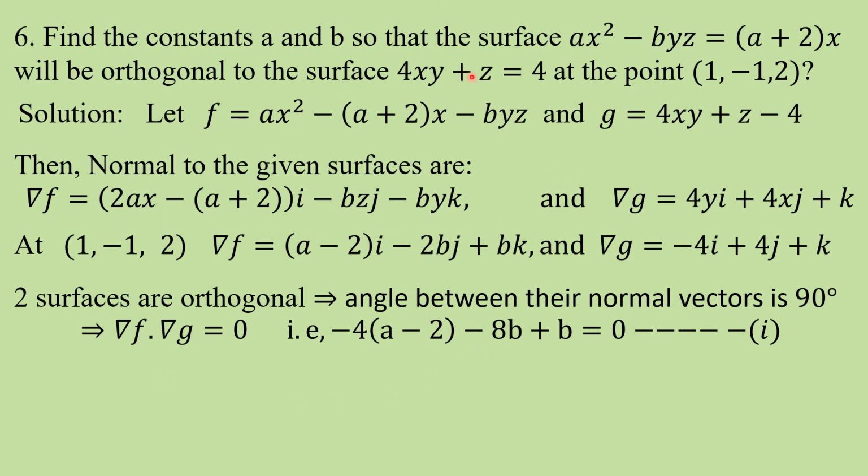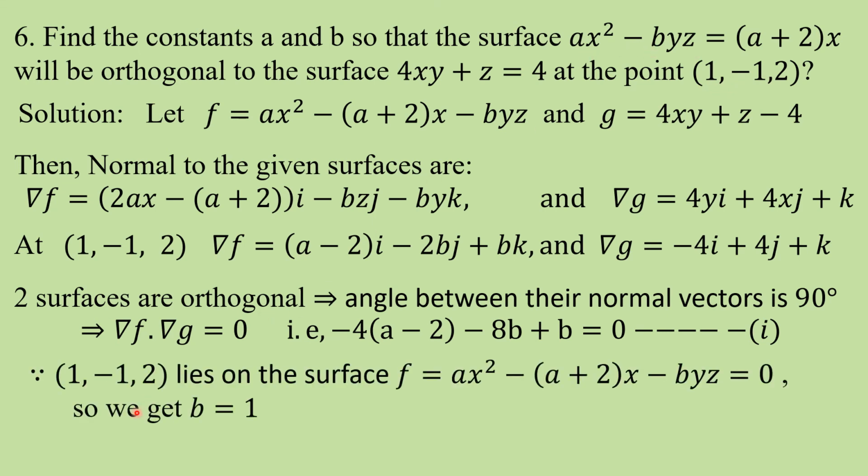For that I can use this concept. Anyhow, we are finding the angle of intersection at (1, -1, 2). That means this point certainly lies on these two surfaces. So I can use that condition, that (1, -1, 2) lies on the surface, so that I can get one of the unknowns. So I use that.